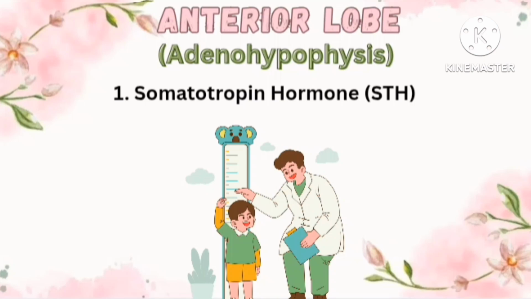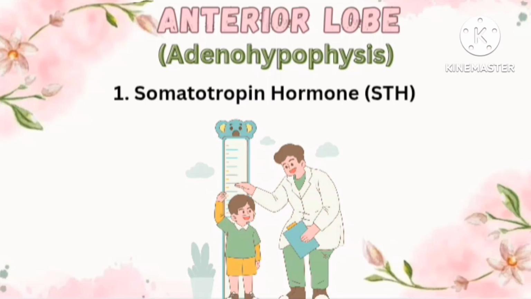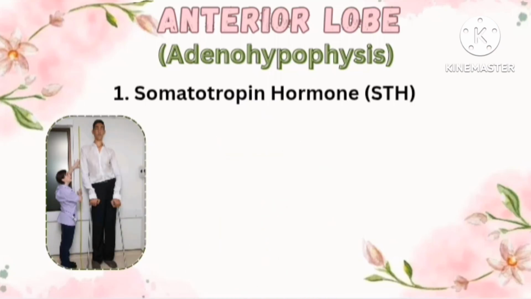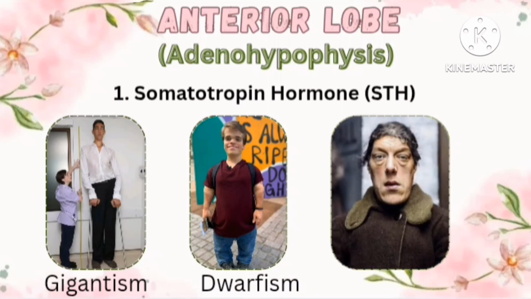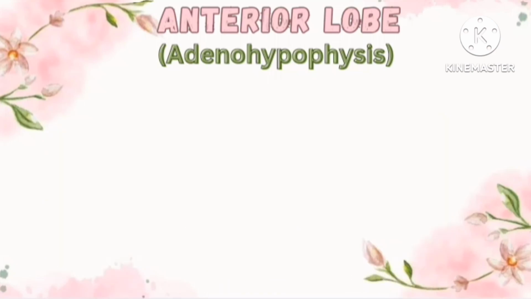However, if STH is not produced in a balanced way, it can cause the following disorders. If produced in excess during early life, it can cause gigantism. If produced in low amount during early life, it can cause dwarfism. And if produced in excess later in life, then it can cause acromegaly. Acromegaly is the abnormal development of hands, feet, jaws and other body parts.